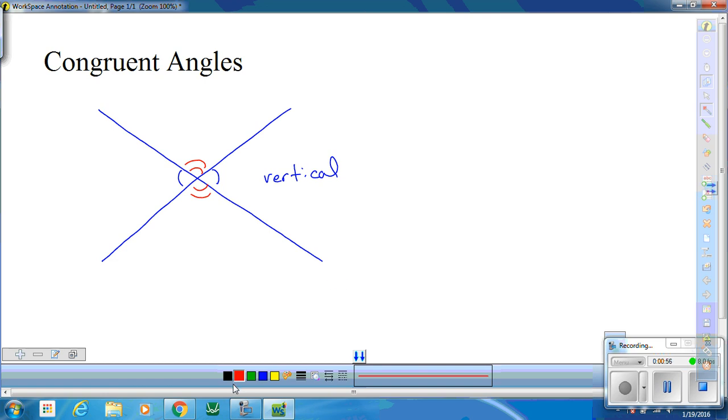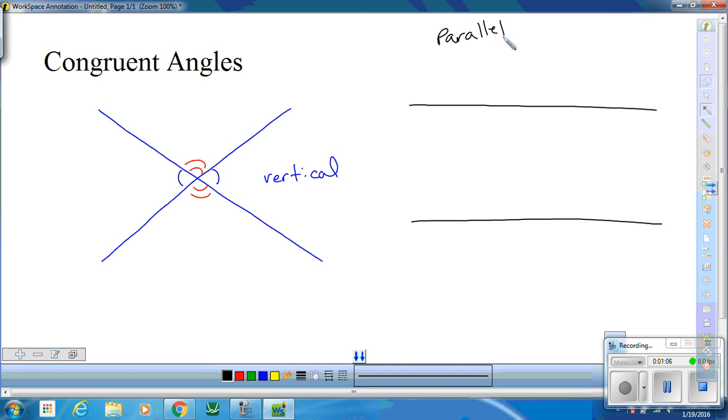Other types of angles that we happen to know are congruent, a lot of them have to do with parallel lines. If you happen to have two lines that are parallel, and don't forget we mark lines as being parallel with the little arrow on them. So if you have a line with the little arrow, and then I have a line with the little arrow, then that symbol means that these lines are parallel.